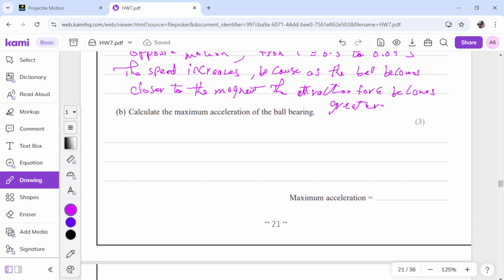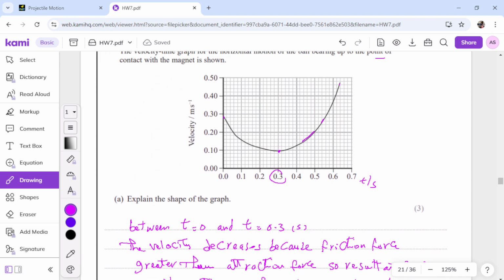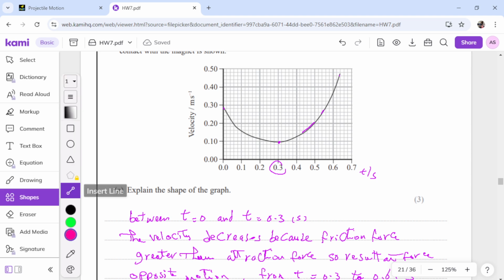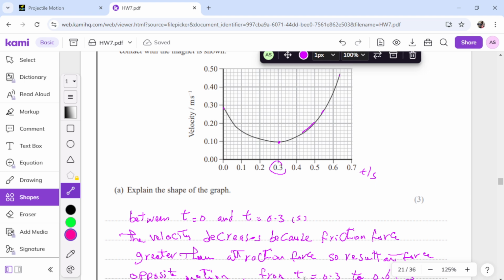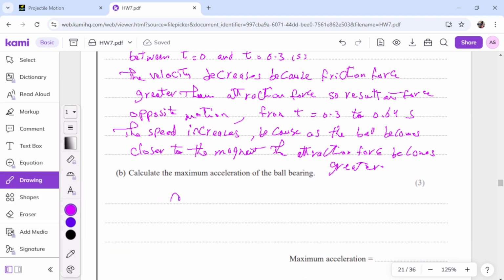Now calculate the maximum acceleration of the ball bearing. Because we have a velocity time graph, acceleration must equal the gradient of the line. And if you want to find the maximum acceleration, we have a curve, not a straight line, so we have to draw a tangent. So I will start my answer by writing acceleration equals gradient of the line.